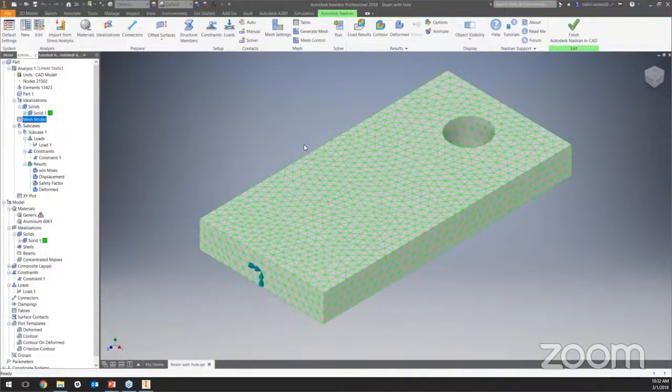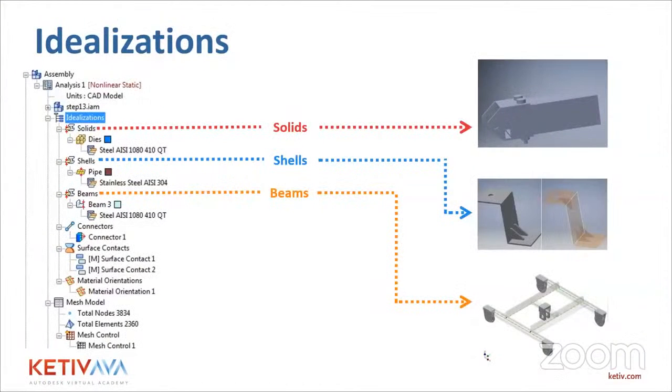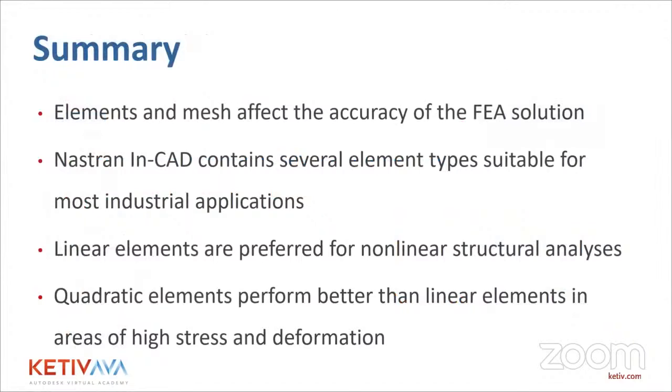So we'll jump straight back in here. Just to summarize real quick, elements in mesh affect the accuracy of your FEA solution. They're one of the things that you actually have a lot of control over. So you need to make sure you're choosing the right elements, meshing.